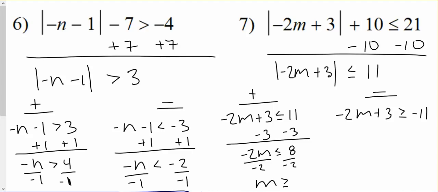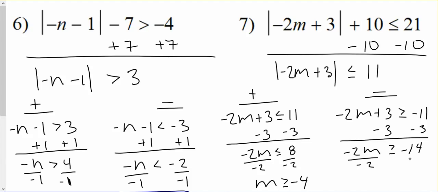Change our inequality symbol around because we're dividing by a negative. 8 divided by negative 2 makes negative 4. Let me write that a little nicer. Negative 4. Our steps will be the exact same here. Subtracting 3. What's negative 11 minus 3? Negative 14. Dividing by negative 2, we divide by a negative again. We need to reverse the inequality symbol. And that makes positive 7.